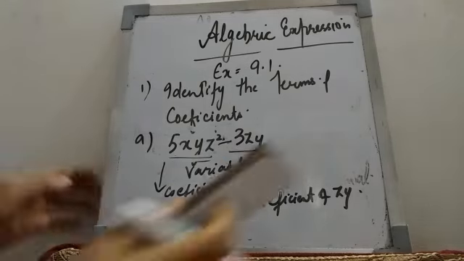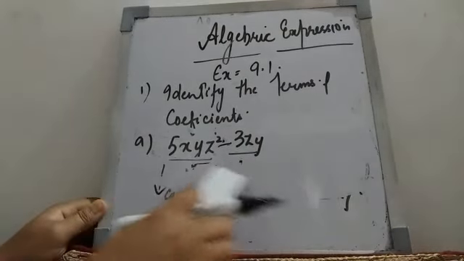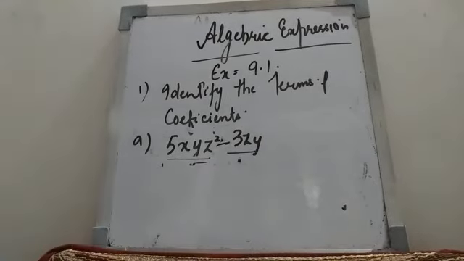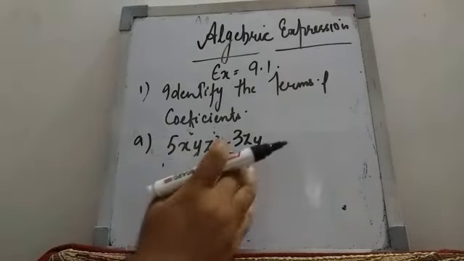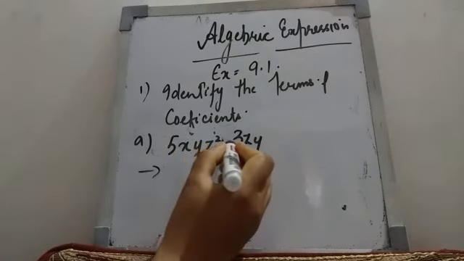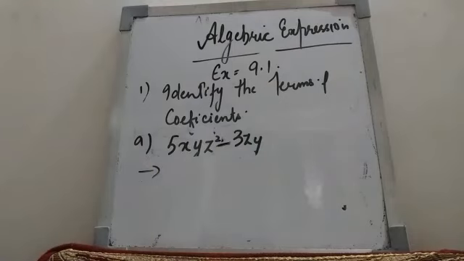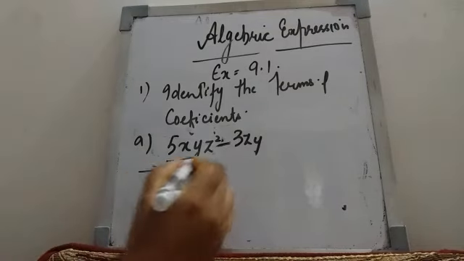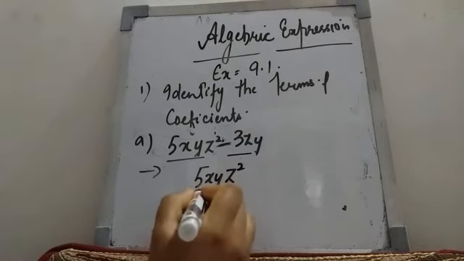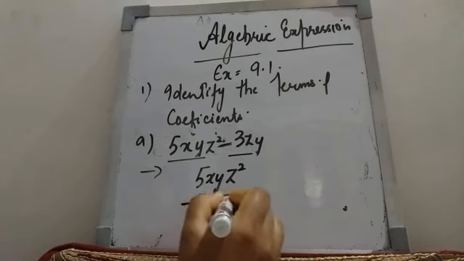Now here is the first question, which is identify the terms and the coefficients in the following. The first part of question number 1, exercise 9.1 is this. Identify the terms. How many terms are there? I already told you that if there is a negative sign or positive sign in between, the terms will be divided as such. First, there are two terms. First term is xyz square, then second term is minus 3zy.